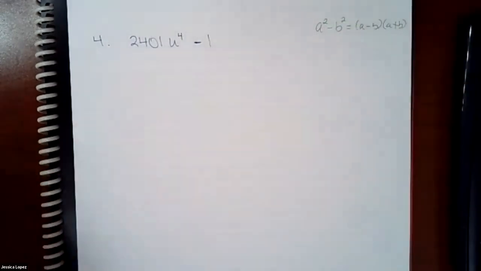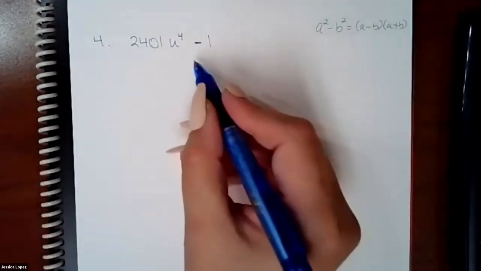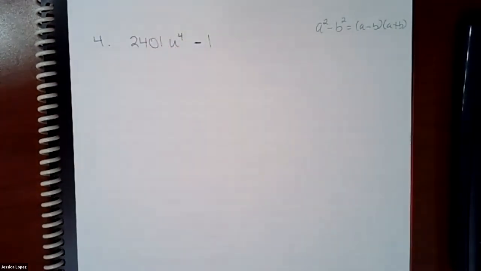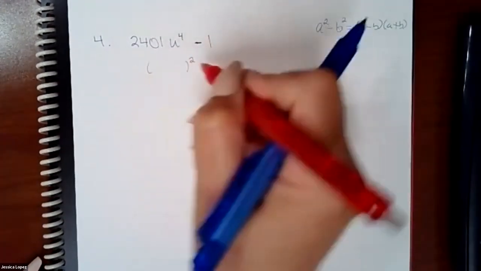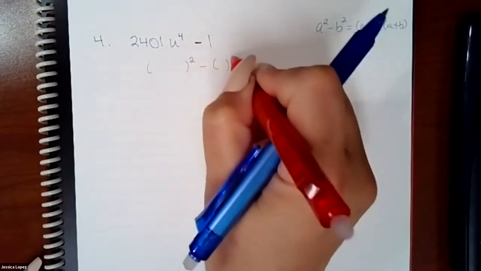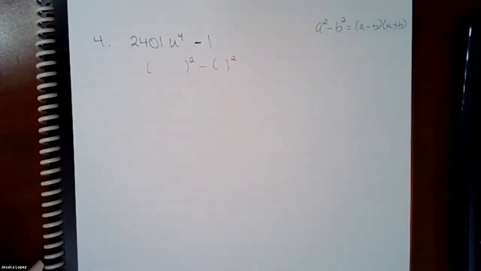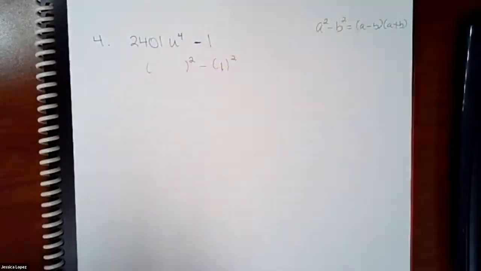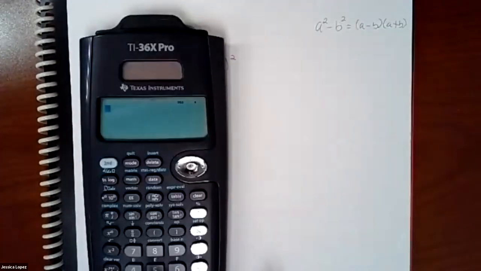Again, it doesn't matter which one's plus and which one's minus. So that means I need to figure out, well, what is being squared over here? Because I know it's going to be big. And then what is being squared over here? The one is easy. The only thing that will give you one is one. So one squared gives me one.